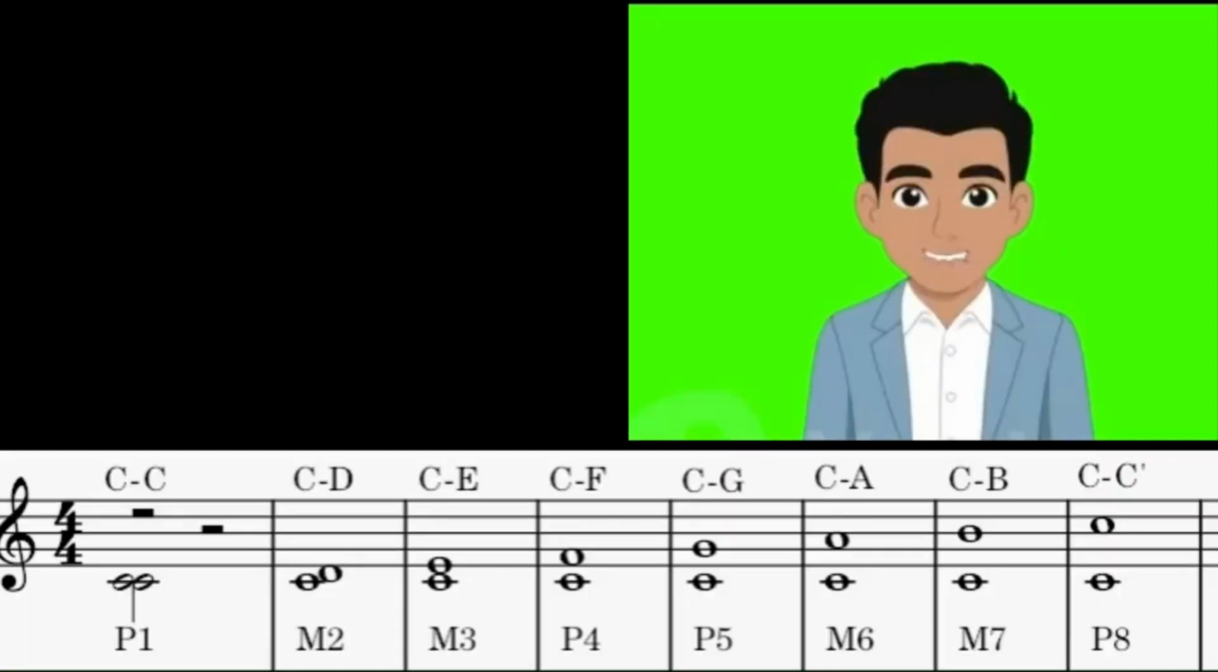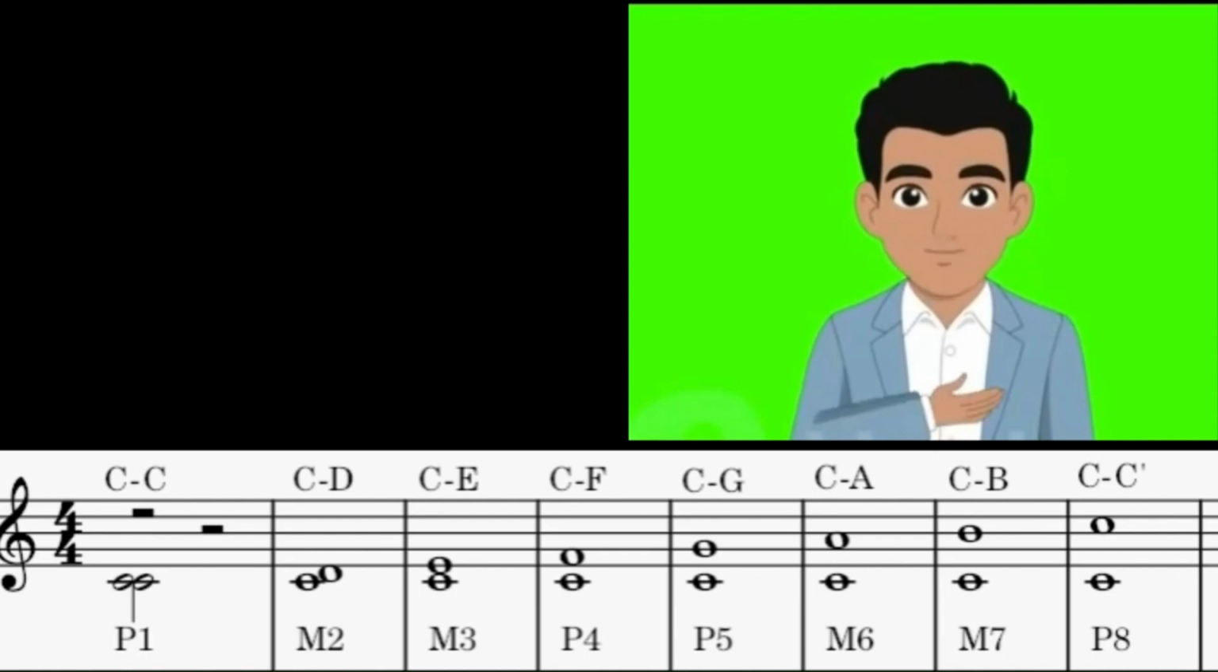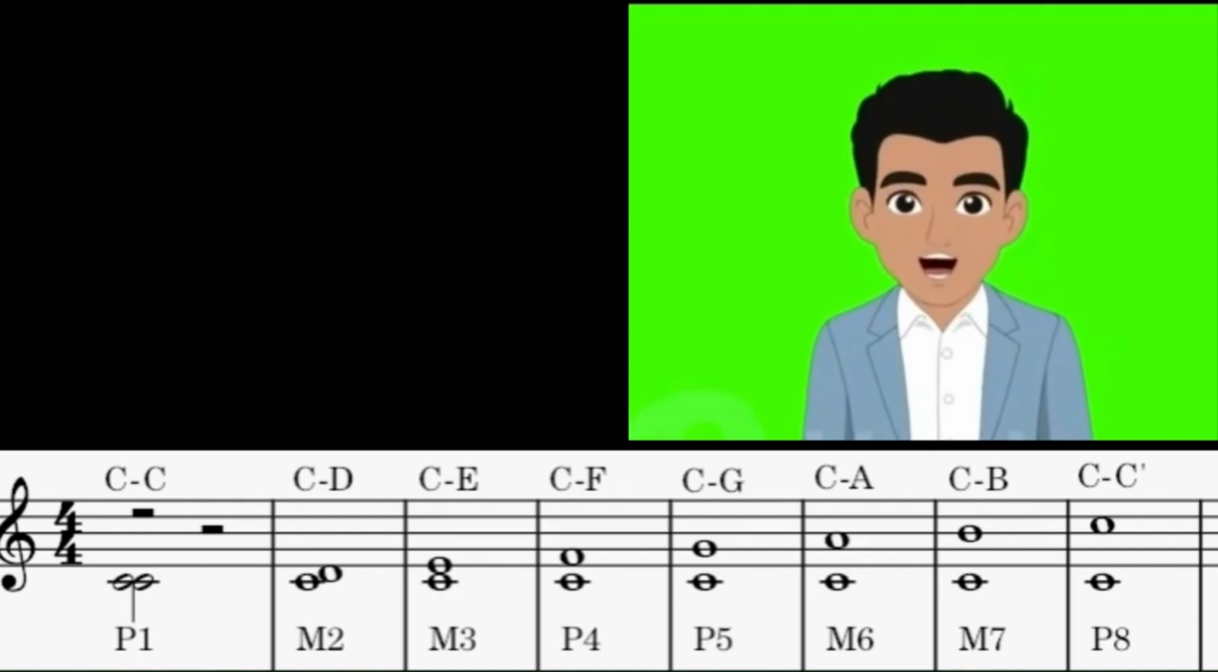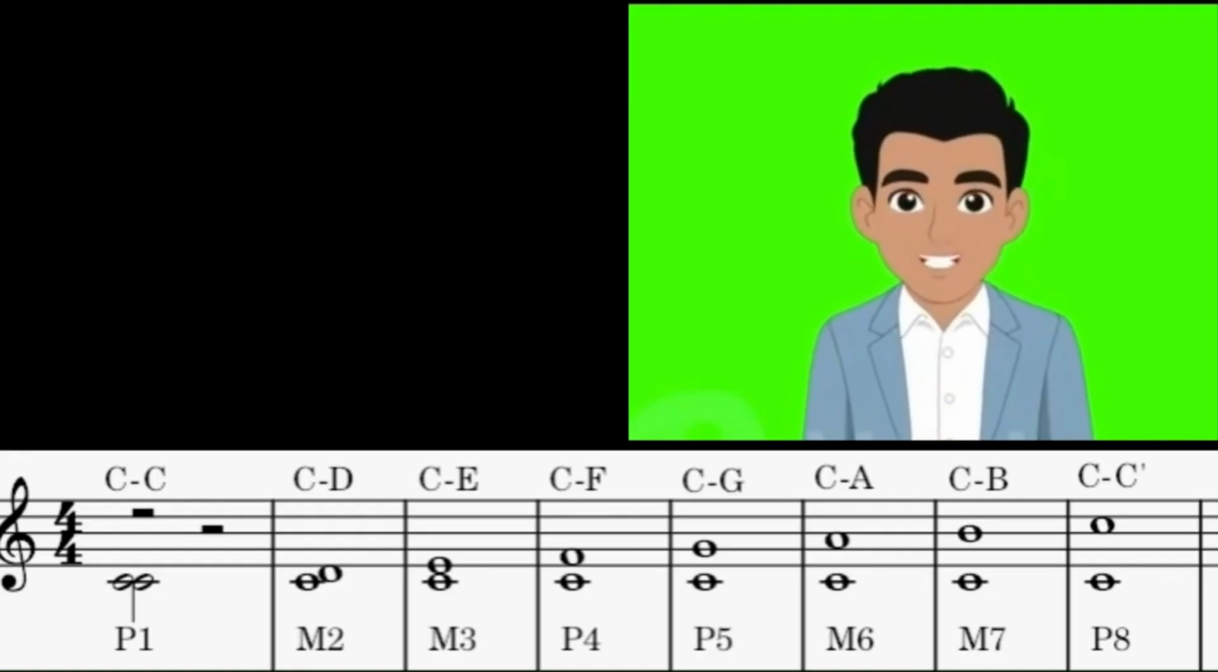All intervals are correctly aligned in the scale of C major, since it has no sharp or flat. We have perfect unison, also called perfect one. It has 0 tones, since it is from C to the same C. We have major second, which is from C to D and has 1 tone. We have major third, which is from C to E, and it has 2 tones.